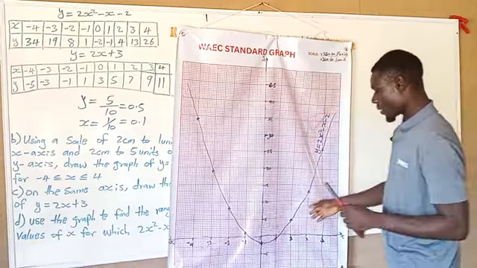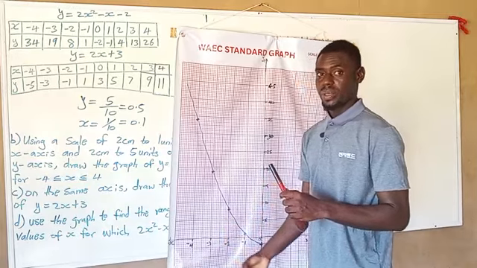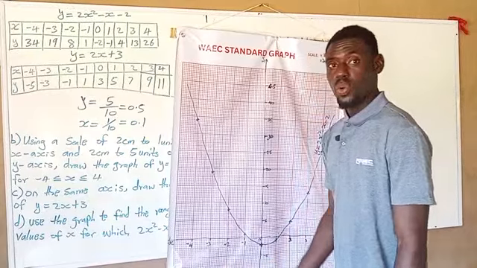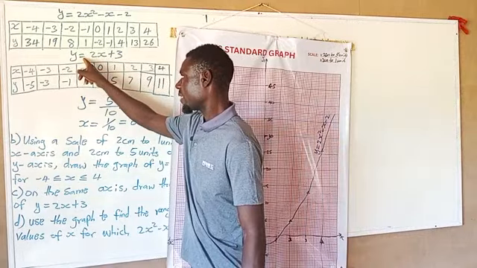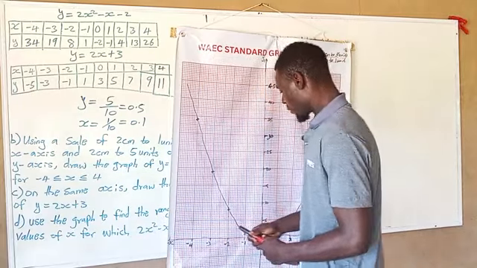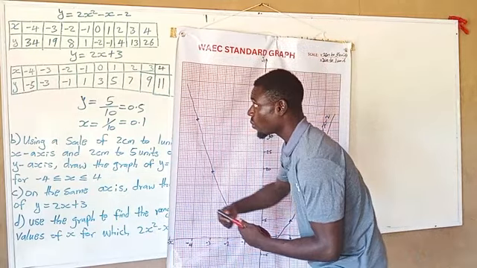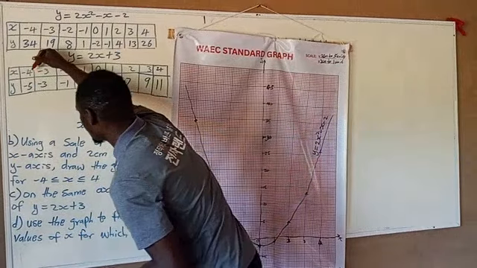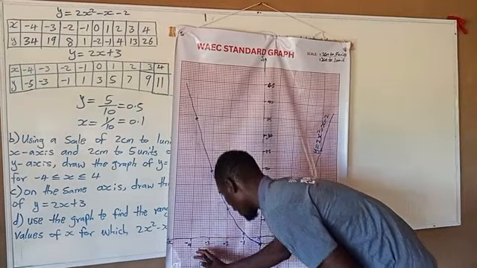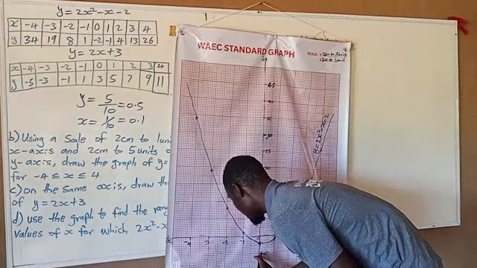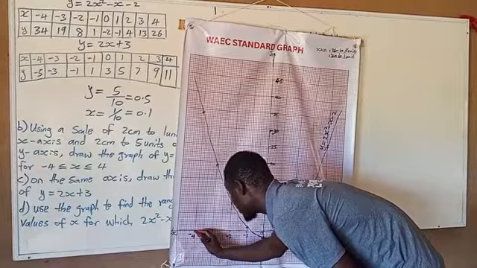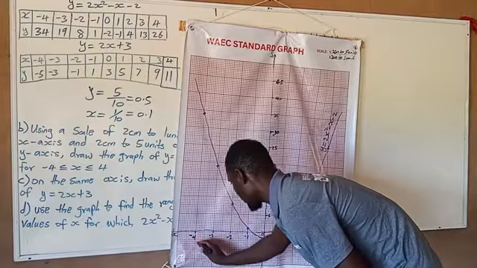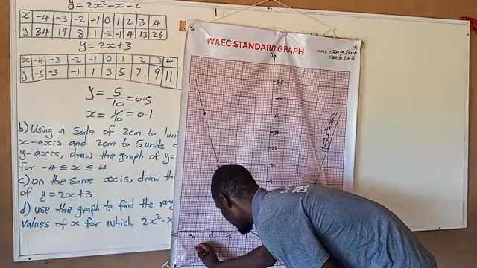Now we are done with the quadratic graph. So at this point, I want to plot the next one, which is our linear graph. When x is minus 4, this is minus 4. Y is what? When x is minus 4, y is minus 5. So I will be finding it in my negative y part. Y is 5.